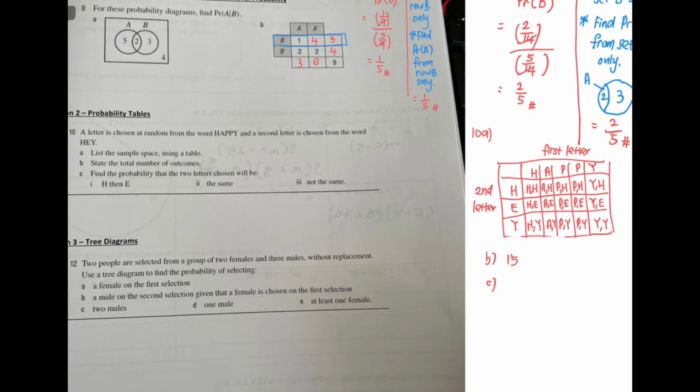And C, find the probability that the two letters chosen will be H then E. H then E, this is the one. So that means only 1 out of 15. I put a mark here. H then E refers to this one only out of 15 of them.